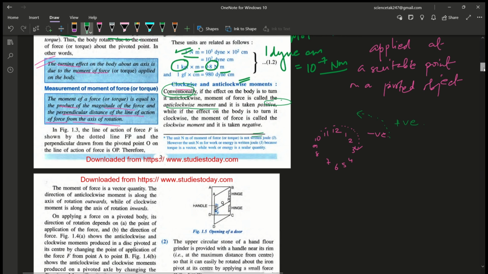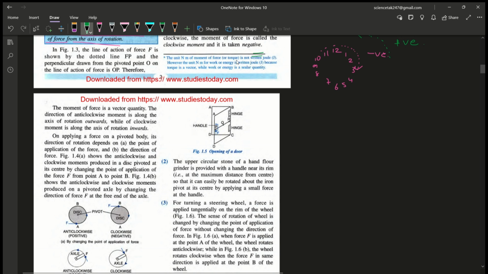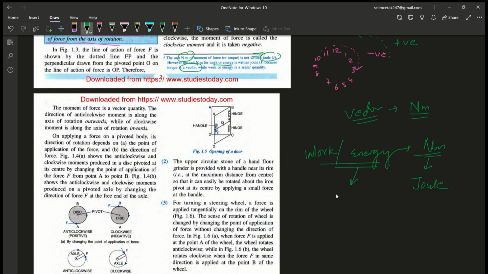Now, in the next chapter, which is going to be your work, power, energy, you will see that Newton meter is going to be written as what? Joule. However, in this chapter, you cannot write so, because your torque is a vector quantity. Newton meter is written as Newton meter itself, but when it comes to work and energy, Newton meter is going to be written as joule. Why? Because work and energy are both scalars, right?